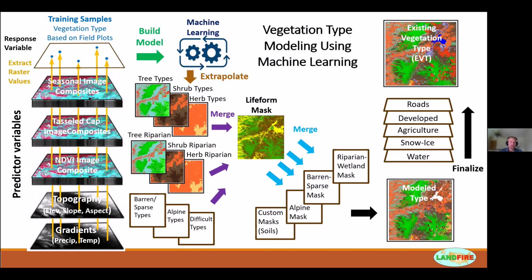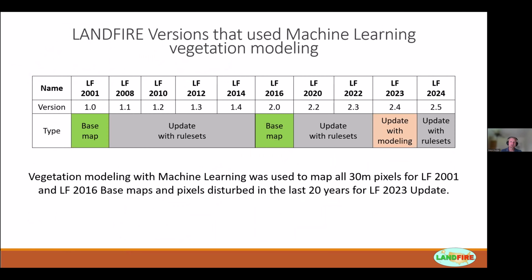So that's it for the crazy graphics. I have one final slide here just to show where we're at in the evolution of LANDFIRE and how we're creating these vegetation products. So LANDFIRE started with a 2001 base map, and that used this process, machine learning, to create those maps, and that was updated to account for disturbances in subsequent, biannual updates using rule sets until 2016.